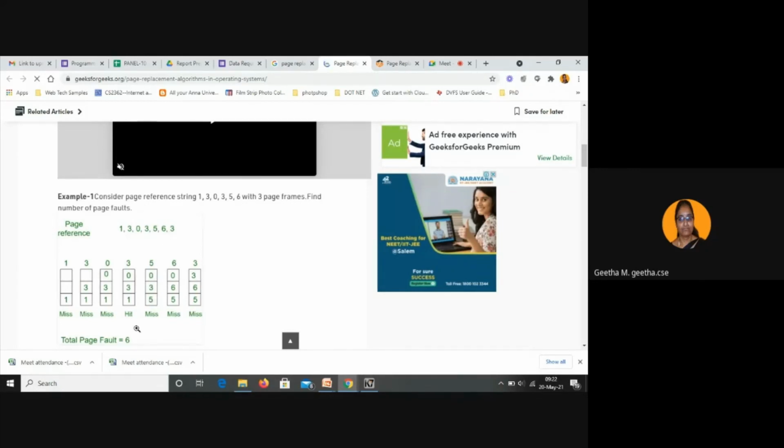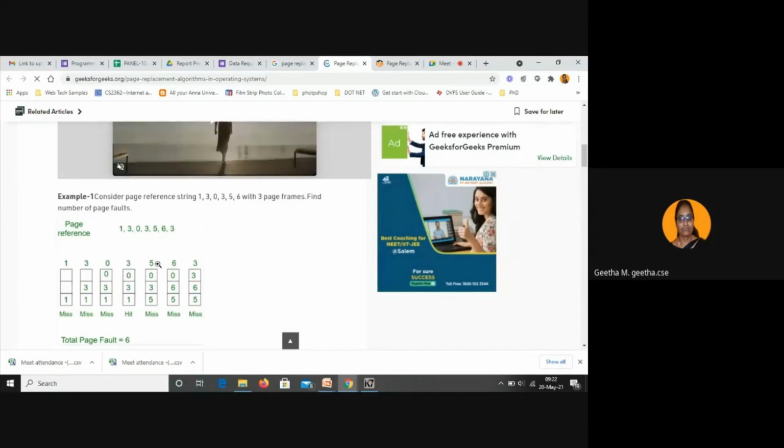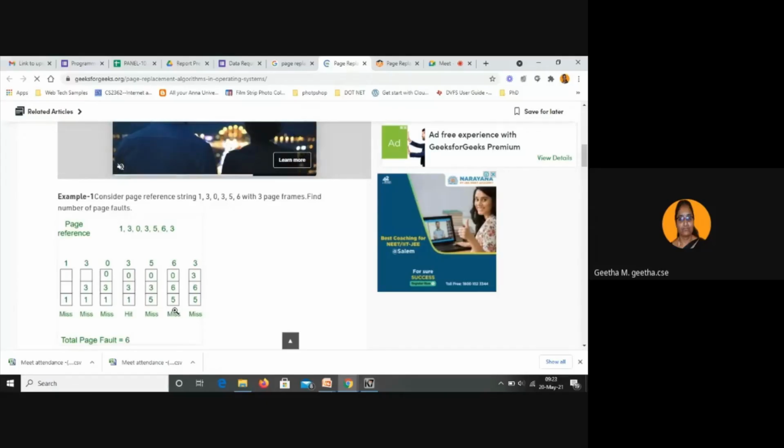Here again a page fault occurs because 5 is not in memory. 1 is replaced by 5. So that is 4 page faults. Then the next reference is page 6. Again it is not in memory. Among 0, 3 and 5, 3 has come into memory first. So 3 is replaced by 6. Again it is a page fault, so the number of page faults is 5.